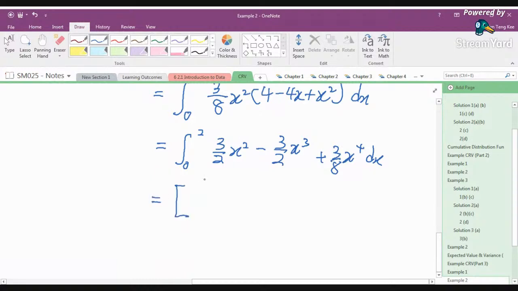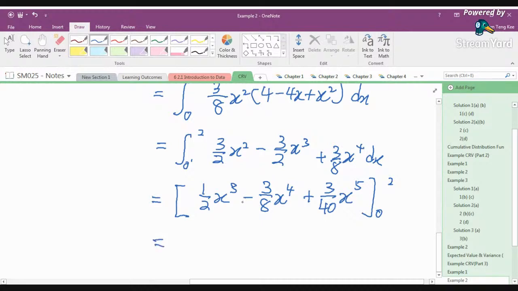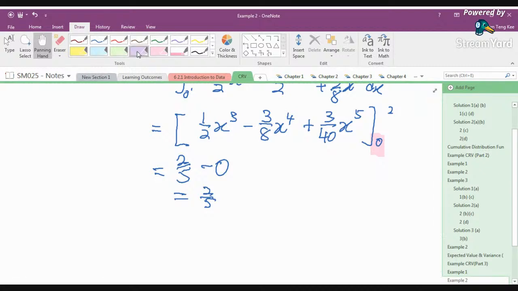When I integrate, I have 1 over 2 x cubed minus 3 over 8 x to the power of 4 plus 3 over 40 x to the power of 5, from 0 to 2. Then as you substitute 2 inside the function, you find that the answer is 2 over 5. Whereas when you substitute 0 inside, you get minus 0. So the answer is just 2 over 5 at the end.